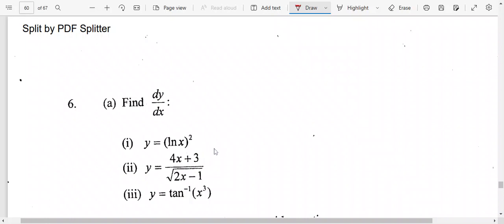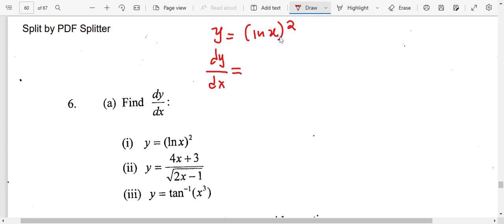Find dy over dx. The first one, y is equal to natural log of x to the power 2. So what do you think? What rule are we supposed to use when we are finding the derivative for this one? What do you think? I am not sure about this one.